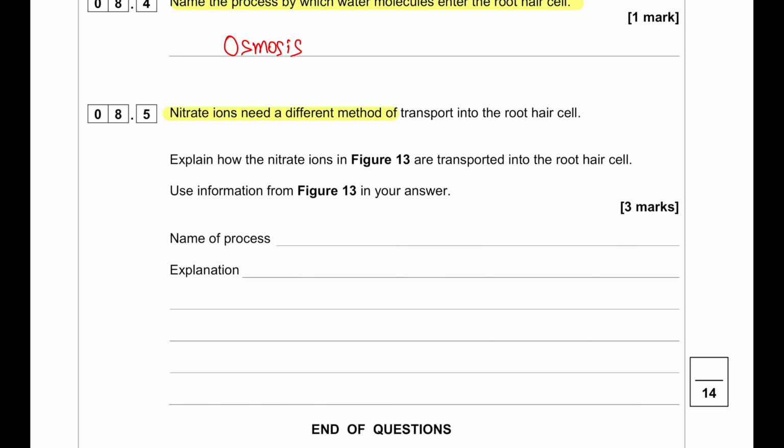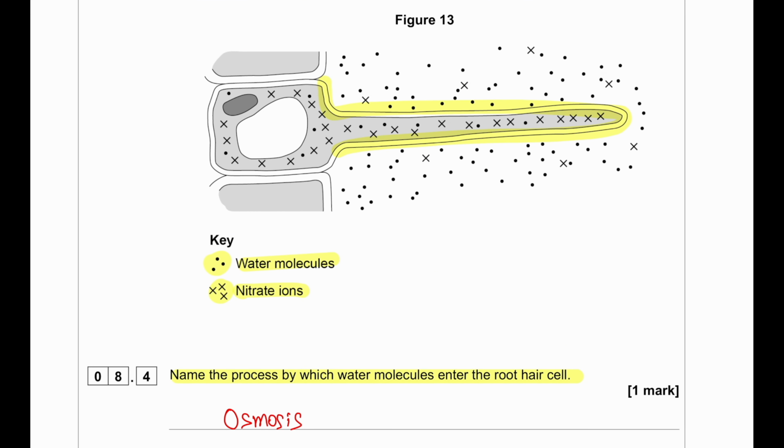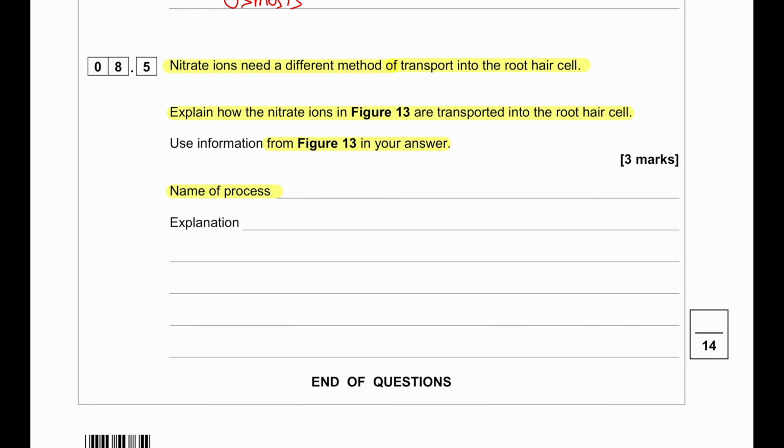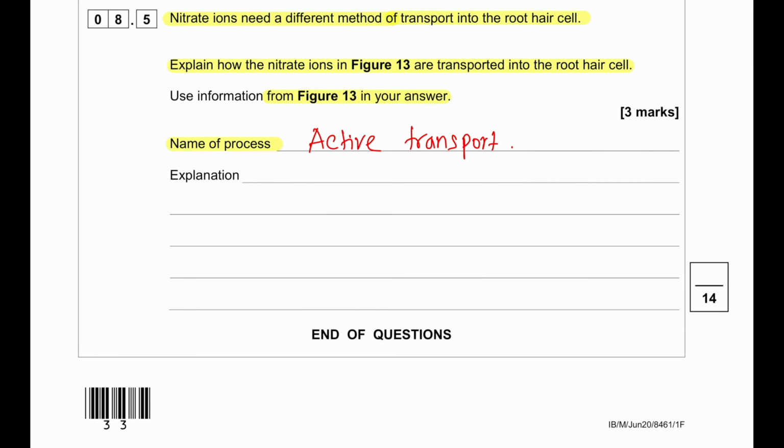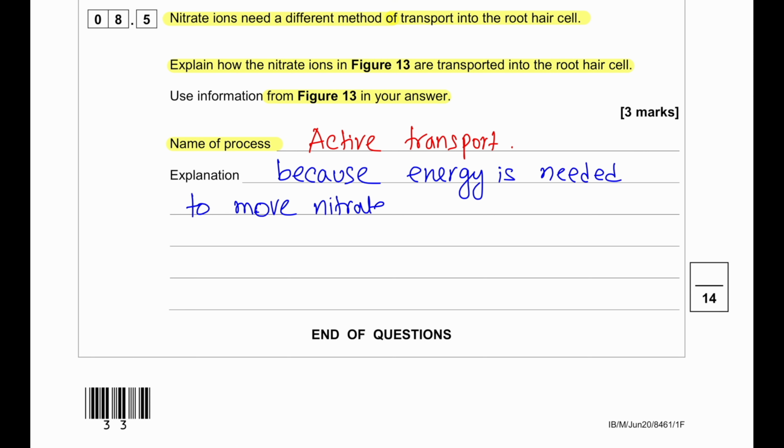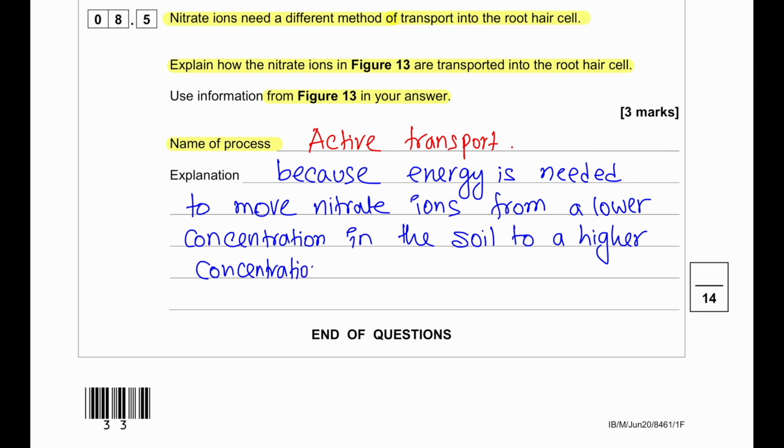Nitrate ions need a different method of transport into the root hair cell. Explain how the nitrate ions in figure 13 are transported into the root hair cell. We will have to use the information from figure 13 in our answer. The name of the process: we can see there is a higher concentration of nitrate ions inside compared to the outside where there is a lower concentration. So the name of the process should be active transport. Now the reason for this is because energy is needed to move nitrate from a lower concentration in the soil to a higher concentration in the root cell.